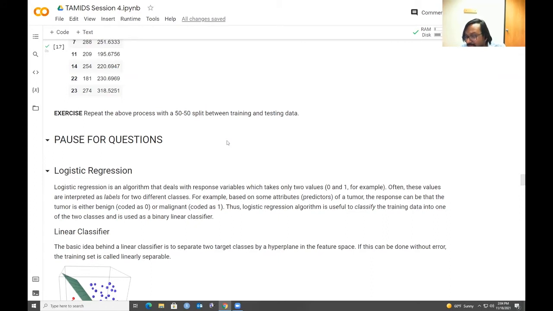But at the end of the day, you have to remember that 0 has an interpretation. It corresponds to benign tumor. 1 corresponds to malignant tumor. So a predicted value of 1.3 does not really make sense. So we would require a regression algorithm that is useful to classify the data into one of these two classes.